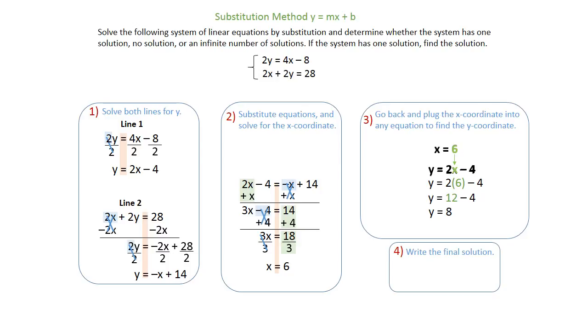So now I can write my final solution because I have an x coordinate and a y coordinate that I can put into my solution. My final solution is the coordinate pair 6, 8, and that represents the point where these two lines intersect.